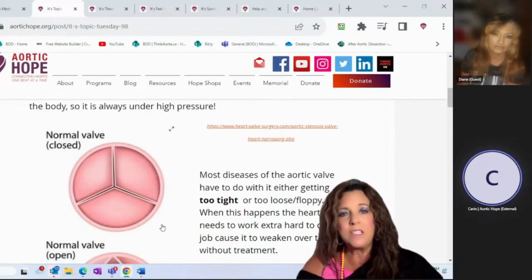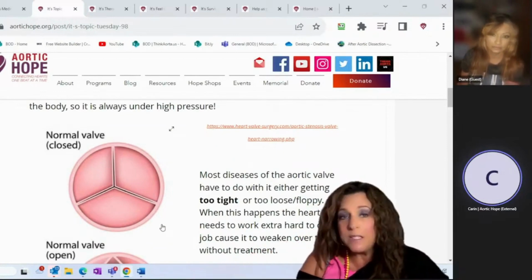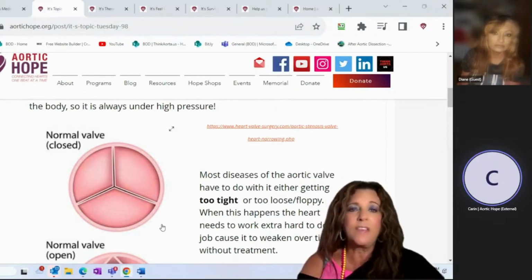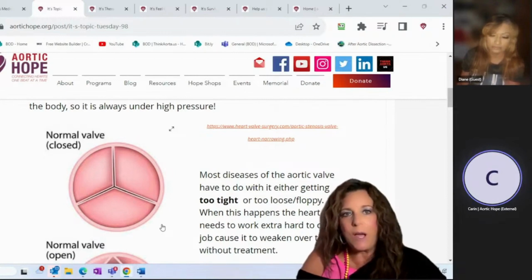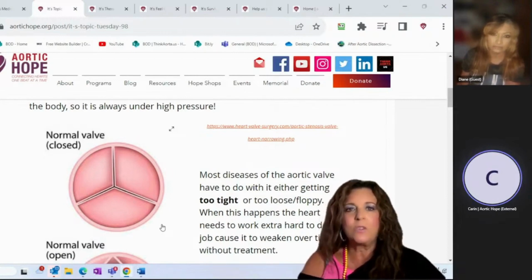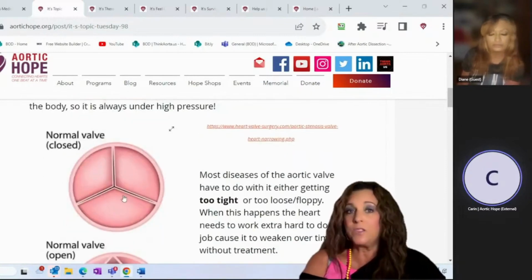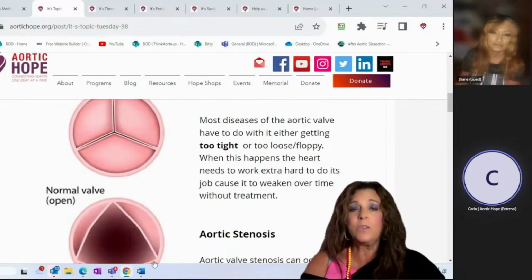Most of the diseases of the aortic valve happen because it's either too tight or too loose and floppy. And when this happens, the heart then needs to work extra hard to do the valve's job, because it'll start to weaken over time if you don't treat it. So this is what it looks like when it's closed, that Mercedes-Benz kind of symbol. This is what it looks like when it's opened.